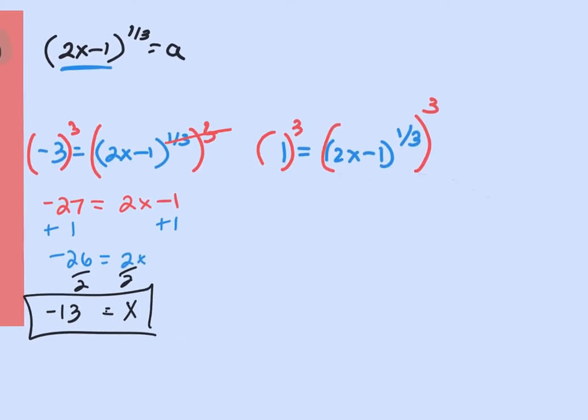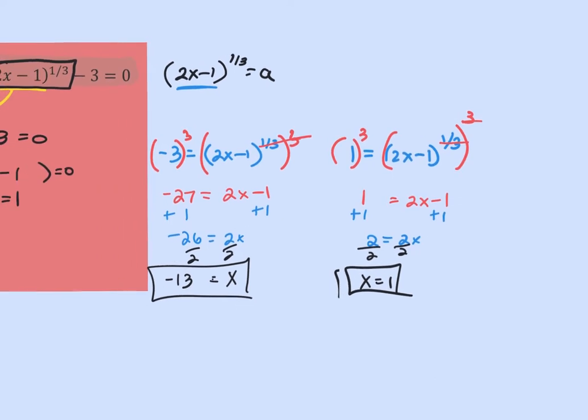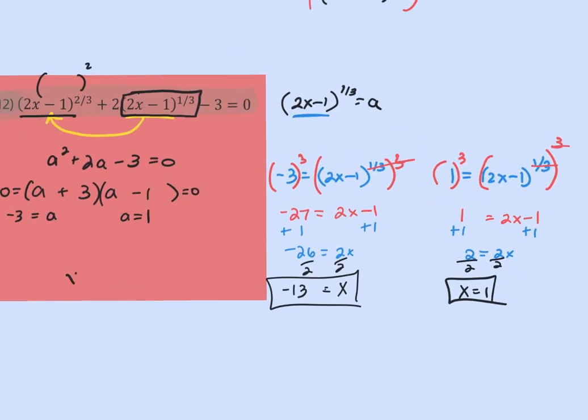Go to the one on the right. I raise them both to the third power. 1 to the third power is still 1. These cancel. I get 2x minus 1. And then add the 1. And then divide by 2. And there's my other solution. So I get that x equals -13 and +1.